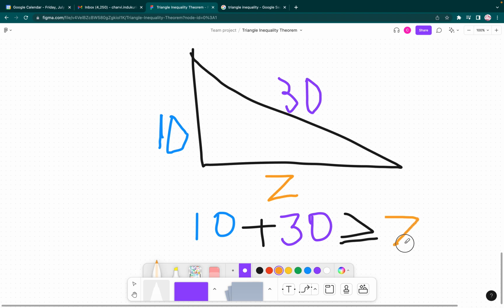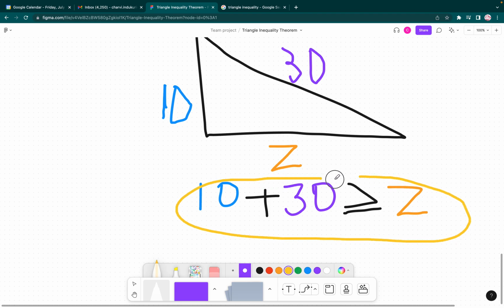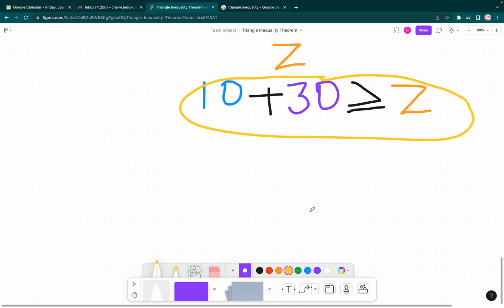Okay, first we had to formulate our equation. So this is our equation right now, okay? You see 10 plus 30 is greater than or equal to z. This is what our equation is.